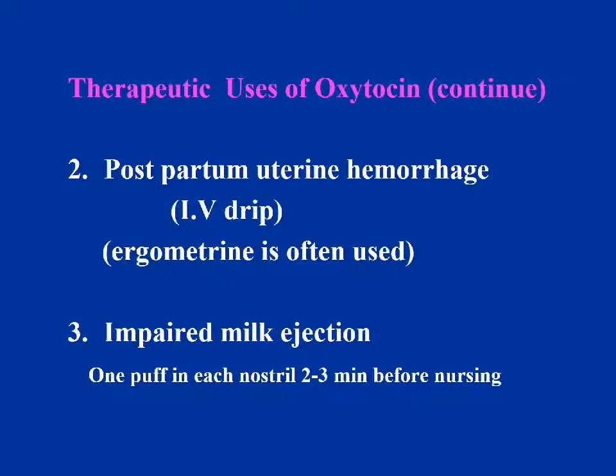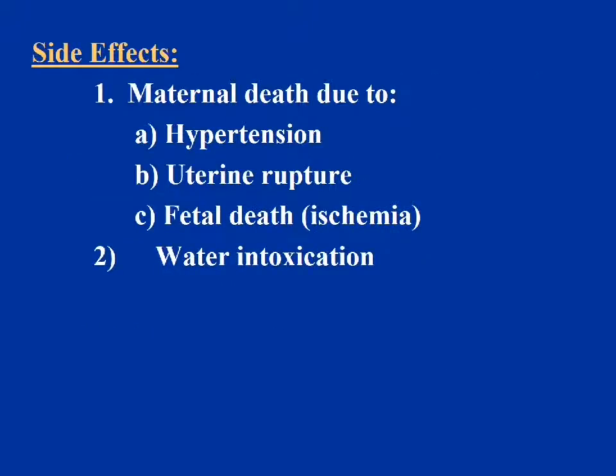Second, postpartum uterine hemorrhage, by intravenous drip. Ergometrine is often used. For impaired milk ejection, 1 puff in each nostril, 2 to 3 minutes before nursing. What are the side effects? Maternal death due to hypertension, uterine rupture, and fetal death, ischemia. Second, water intoxication. And that's why we must give very minimal doses for avoiding the side effects.